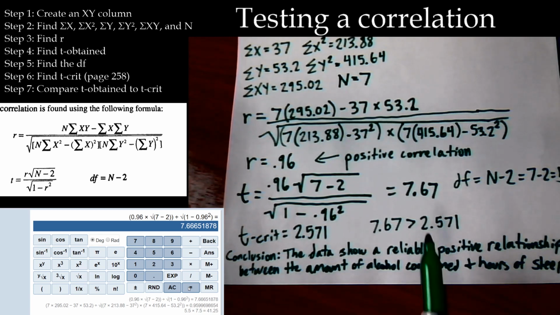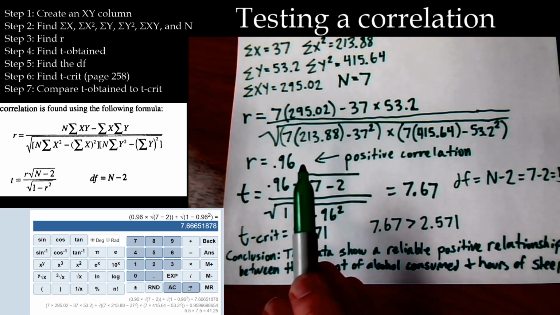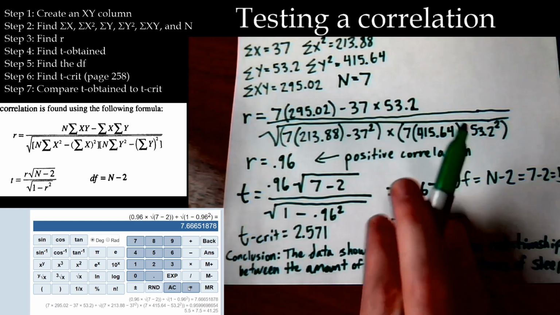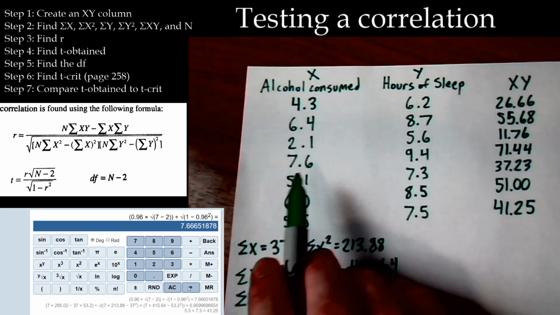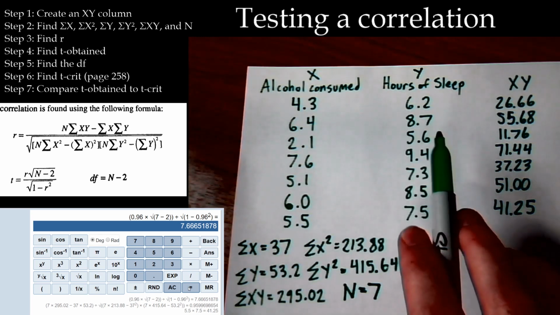We know it's a reliable relationship because our t obtained value is greater than our t crit value, and we know that it's a positive relationship because our r value is greater than 0. If the value for r was negative, then that would have told us that there was a negative relationship. When we have a positive relationship, that means that when the value for x increases, the more alcohol you consume, the value for y also tends to increase, the more hours of sleep you get.